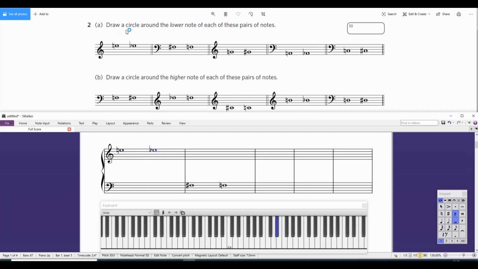So in this question here that says draw a circle around the lower note of these pairs, you'd be putting a circle around the flat sign here.